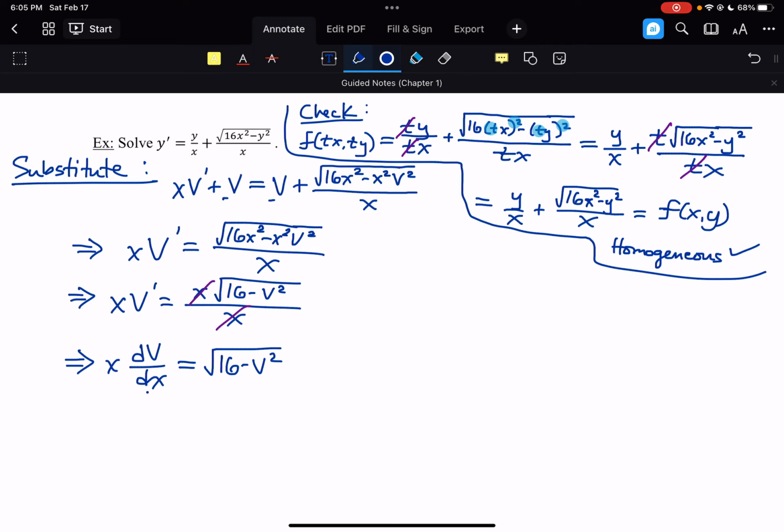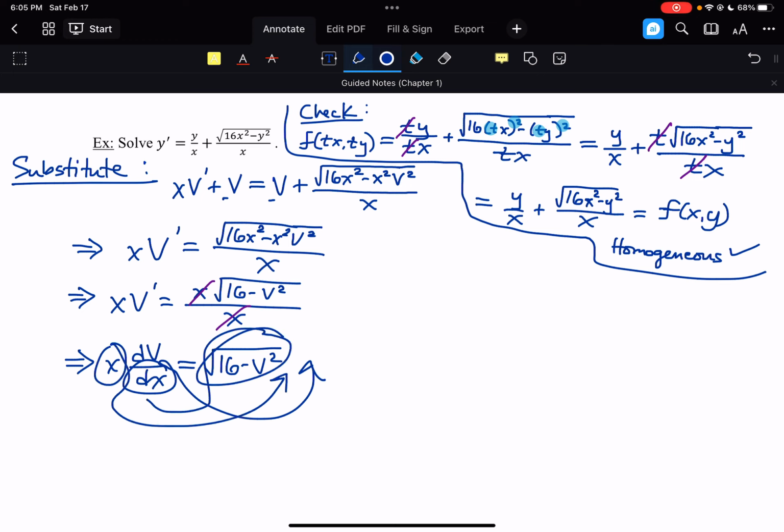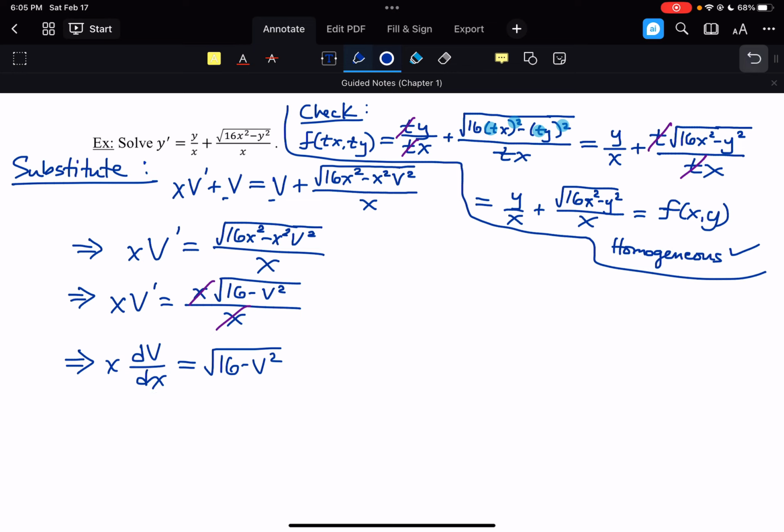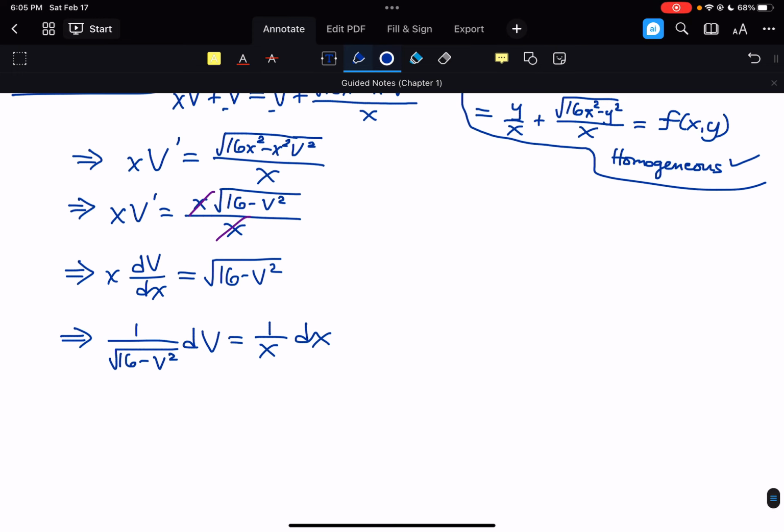So we need to move things around a little bit because dx has to come up and over here, which means this x is going to have to go with it, and the v's are going to have to come over here. So everything is kind of getting jumbled around a little bit. But this is going to be 1 over the square root of 16 minus v squared dv equals 1 over x dx. And now this is ready to integrate.